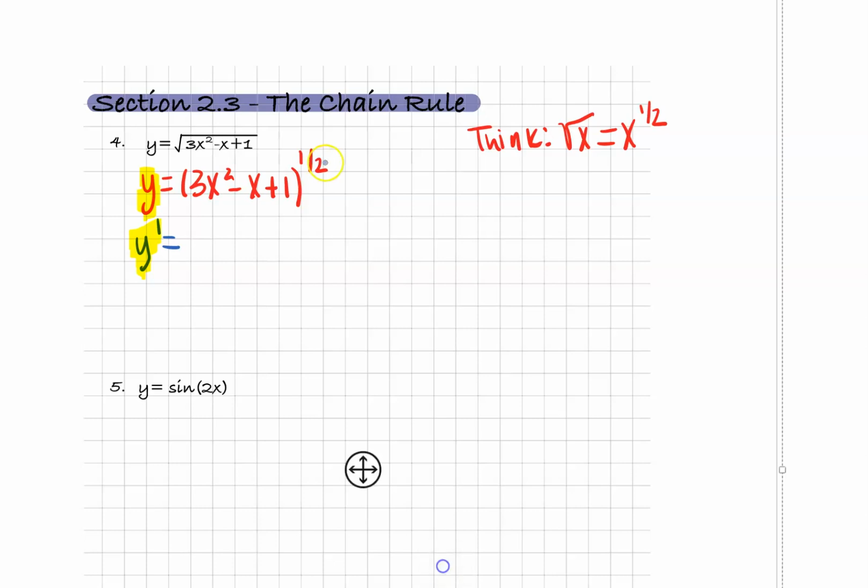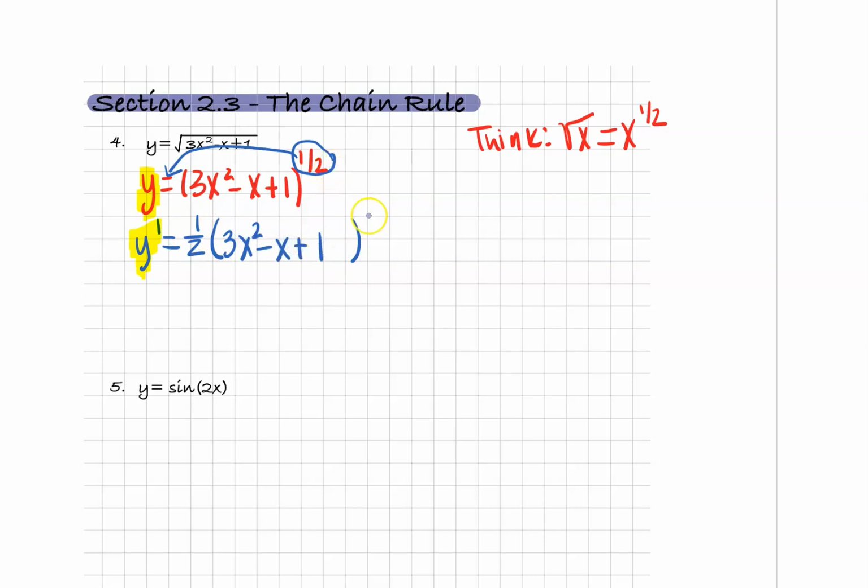So I'm going to do my power rule here. I'm going to take that 1/2 and pull it out front. So I have 1/2 times, leave all this grouping alone, subtract 1 from that 1/2, be careful, that's a negative 1/2, times, now I'm going to take the derivative of that inside. So that would give me 6x minus 1. And that is my raw derivative.